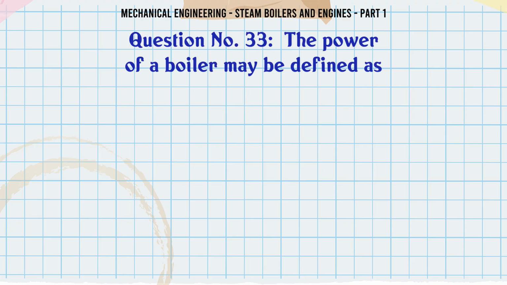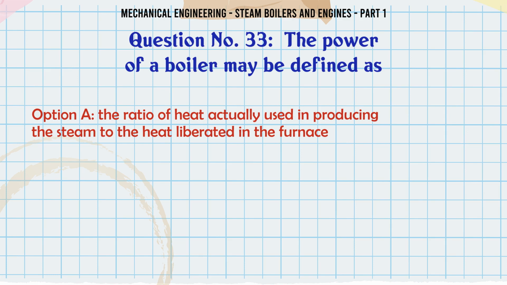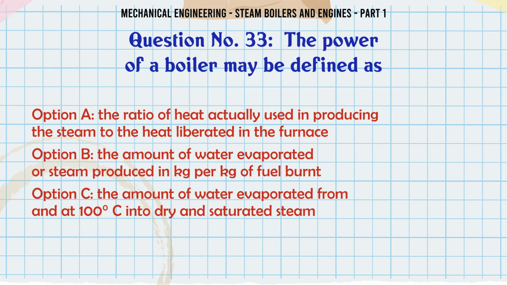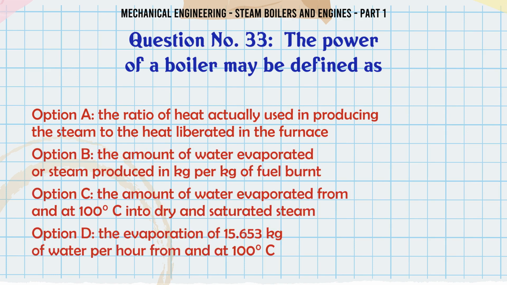The power of a boiler may be defined as: A. the ratio of heat actually used in producing the steam to the heat liberated in the furnace. B. the amount of water evaporated or steam produced in kg per kg of fuel burnt. C. the amount of water evaporated from and at 100°C into dry and saturated steam. D. the evaporation of 15.653 kilograms of water per hour from and at 100°C.